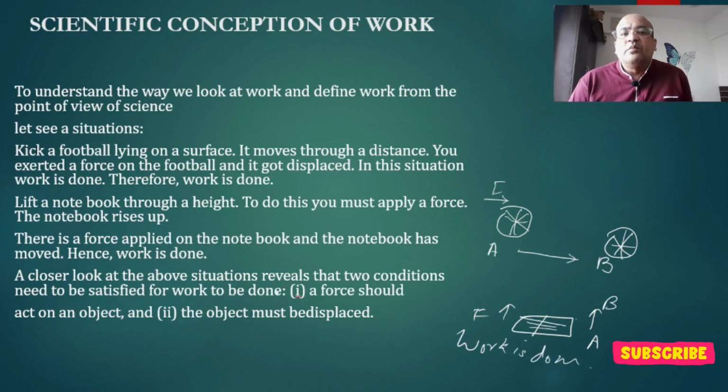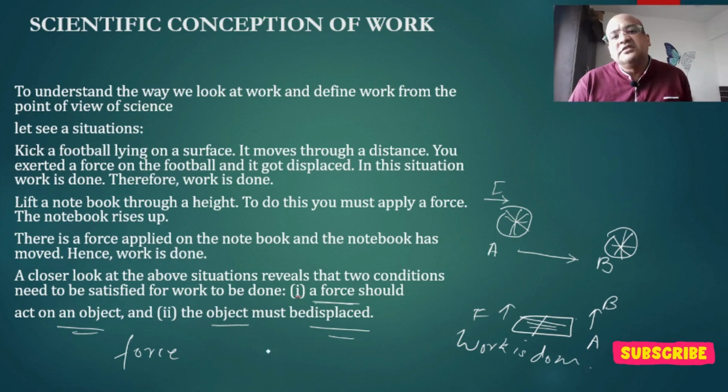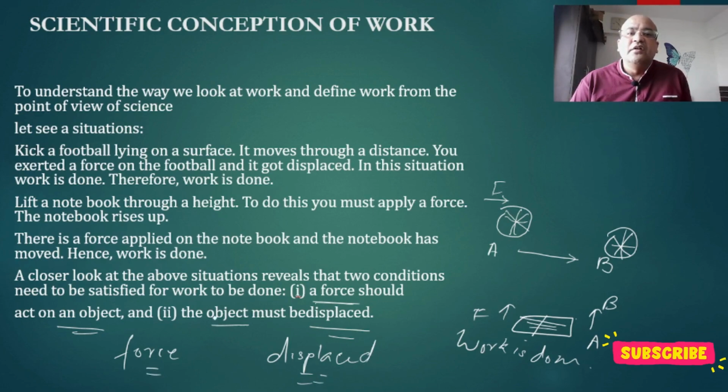A closer look at the above situations reveals that two conditions need to be satisfied for work to be done. What are the two conditions? One is that a force should act on the object. The second is that the object must be displaced. First, force has to be applied. And second, the result should be a displacement. The object has to be displaced. These two things have to happen for work to be done.